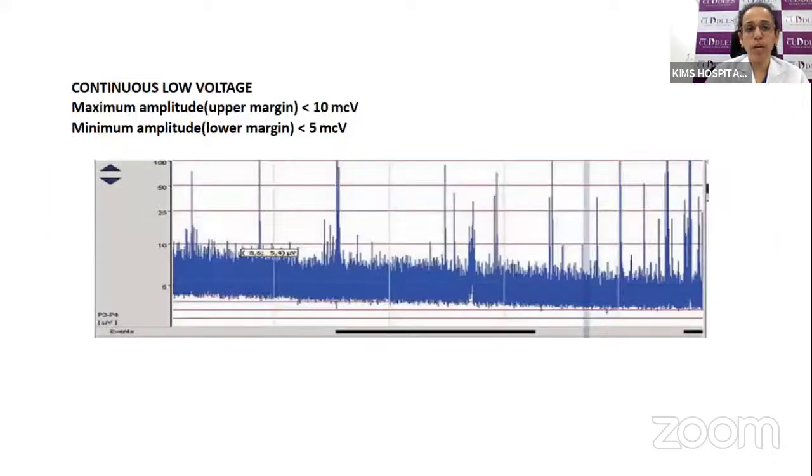Now let us go to the continuous low voltage pattern, which we see in babies having encephalopathy secondary to hypoxic ischemia or other causes. In this, the minimum amplitude, as we already discussed, will always be less than 5, and the upper amplitude margin is also always less than 10, when compared to the burst suppression, where it goes high and then drops. So the bursts will not be seen in the continuous low voltage. This is also an abnormal pattern in the EEG.